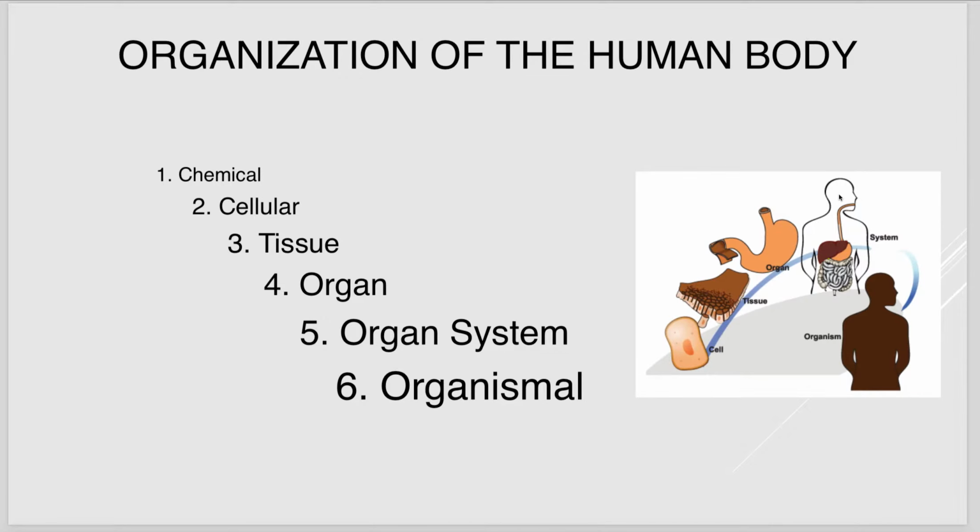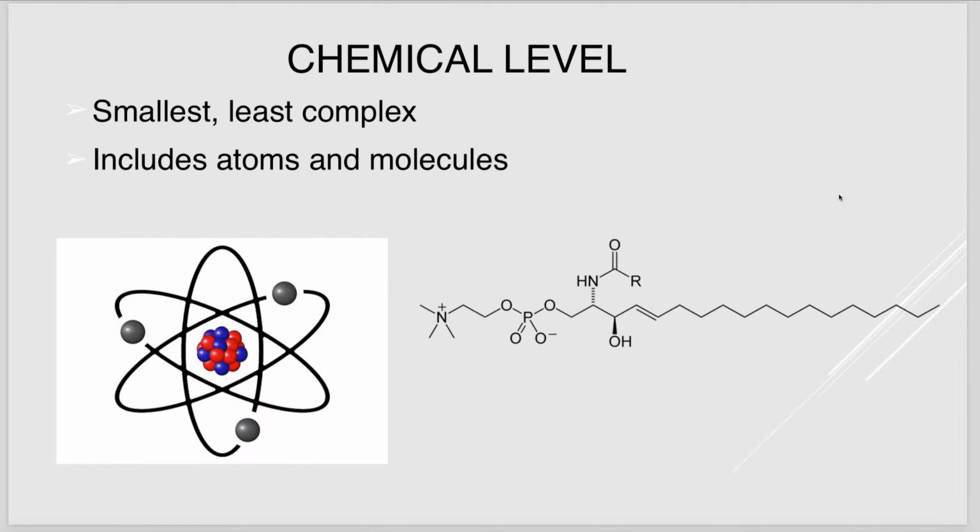Now, when we talk about the basic organization of the human body, we have small components that build upon each other to make the entire organism. And there are 6 main levels of organization. From smallest to biggest, we have the chemical level, the cellular level, tissue level, organ system, and then the organismal level, which is the entire organism. So we'll just talk about each of those really quickly.